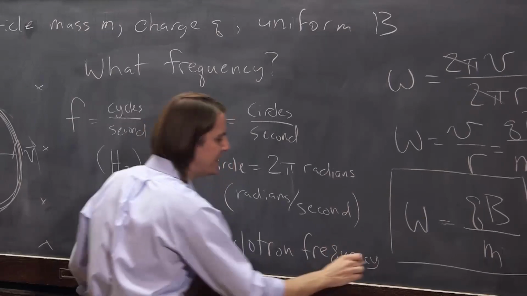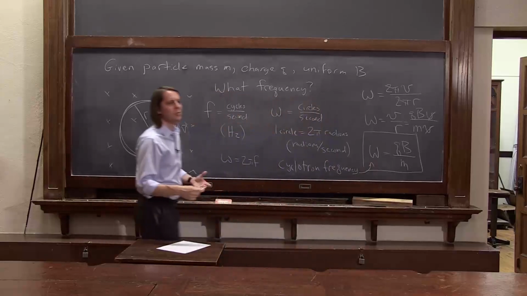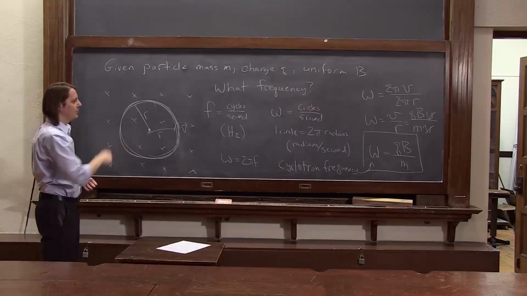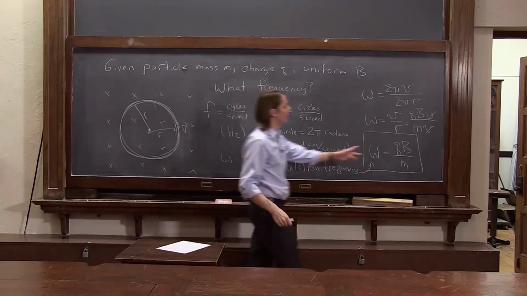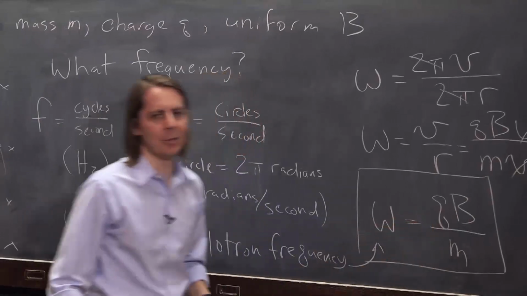It doesn't depend on the details of the motion. It doesn't depend on the radius or how it got there or how fast it's going. It really just fundamentally depends on the particle. And you can speed it up or slow it down by adjusting the magnetic field.